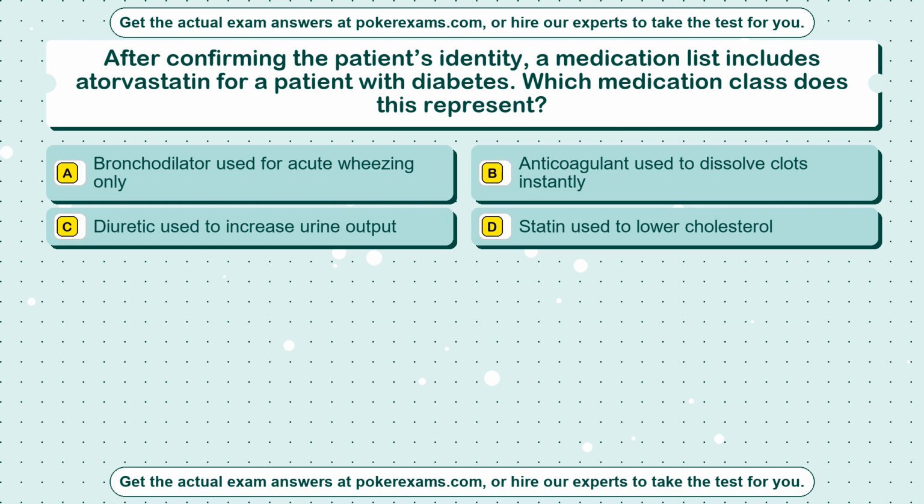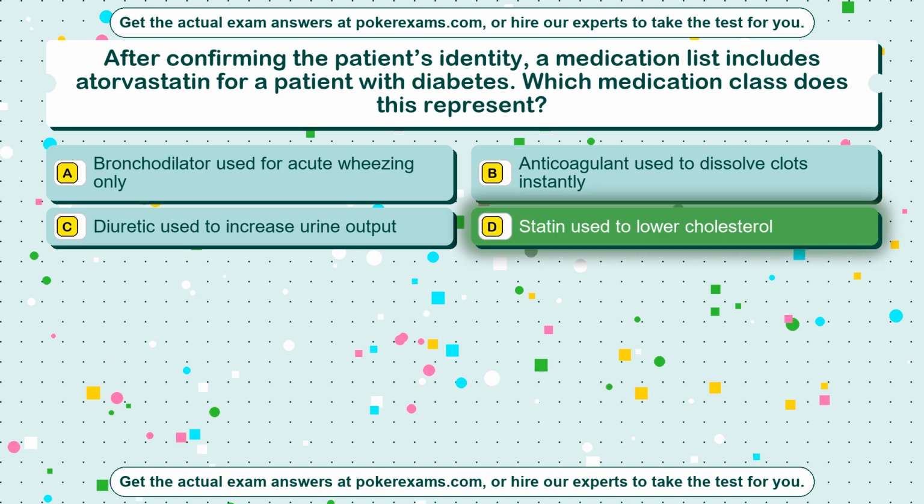Question 59. After confirming the patient's identity, a medication list includes atorvastatin for a patient with diabetes. Which medication class does this represent? Option A, bronchodilator used for acute wheezing only. Option B, anticoagulant used to dissolve clots instantly. Option C, diuretic used to increase urine output. Option D, statin used to lower cholesterol.